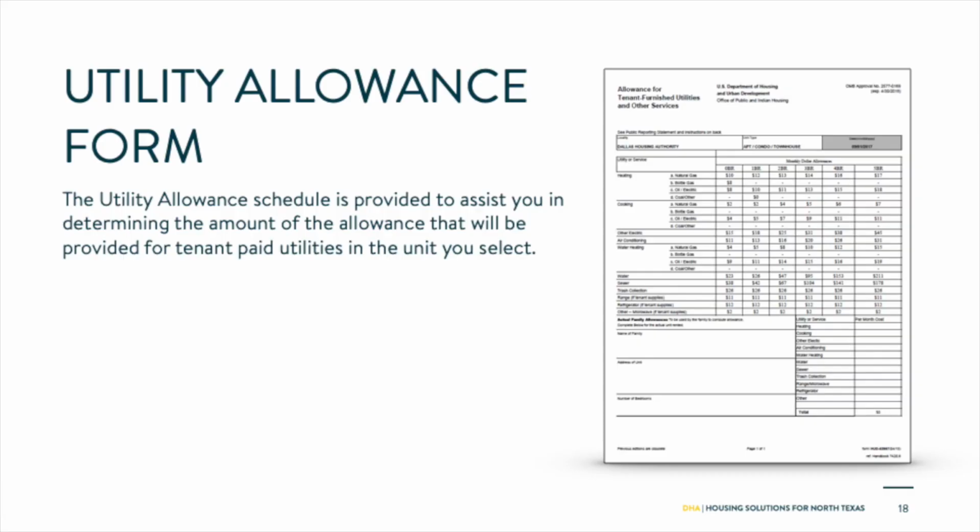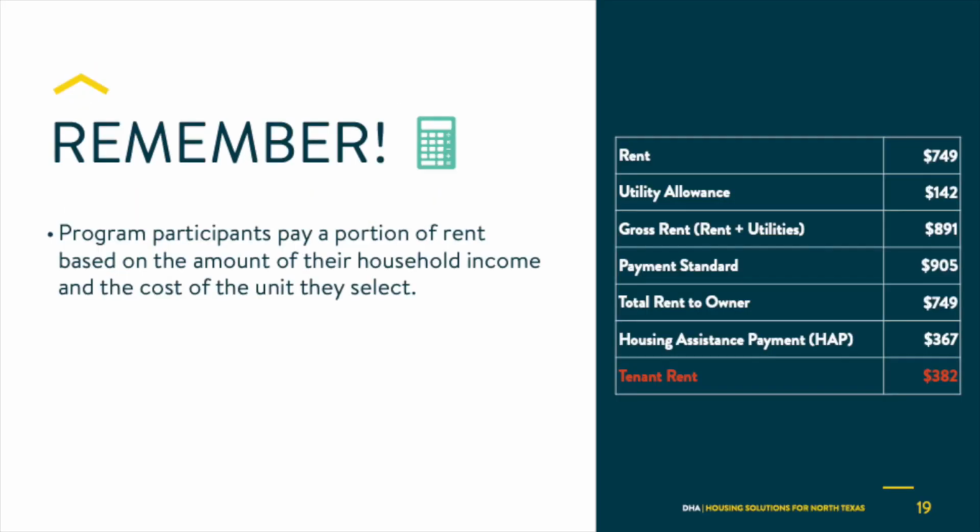The utility allowance is determined by the type of unit you select, the type of utilities found in the selected unit, the utilities the tenant is responsible to pay, and the lesser of the number of bedrooms in the unit or your voucher size. Don't forget, program participants pay a portion of rent based on the amount of their household income and the cost of the unit they select.